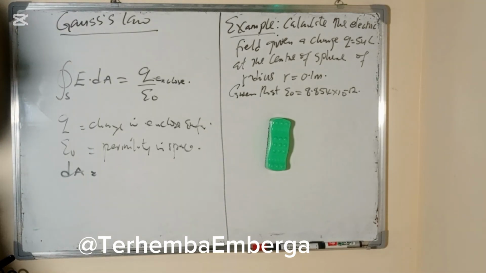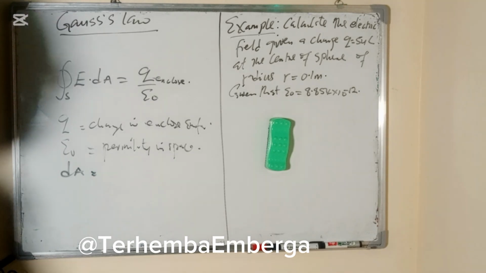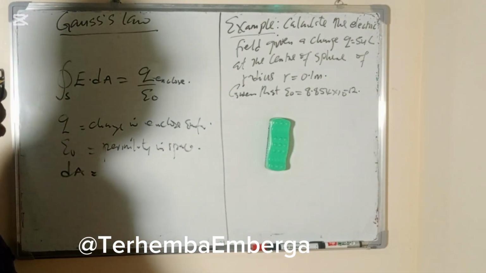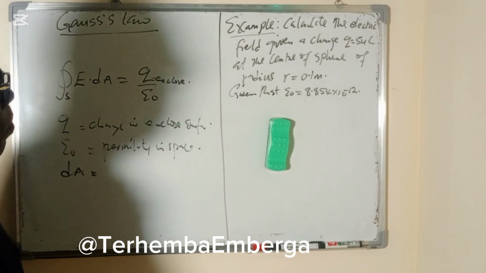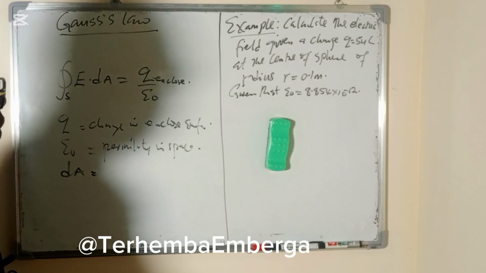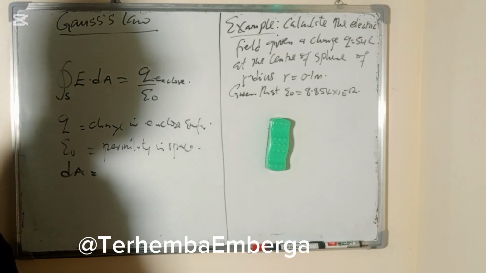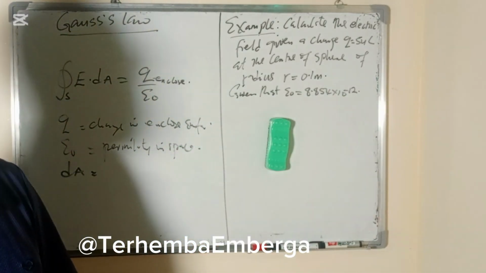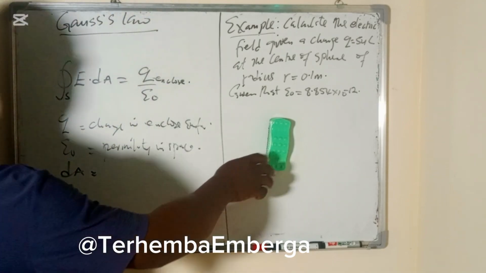And we have a problem here to solve. Calculate the electric field given a charge Q equal to 5 microcoulomb at the center of the sphere of radius 0.1 meter, given that permittivity is 8.854 times 10 raised to the power minus 12.